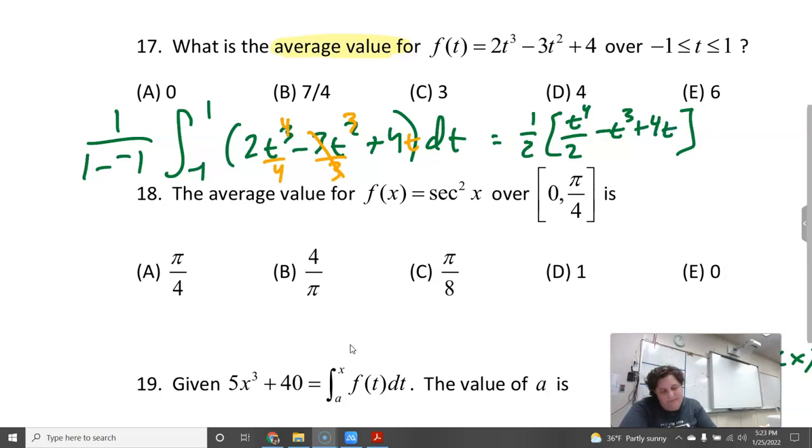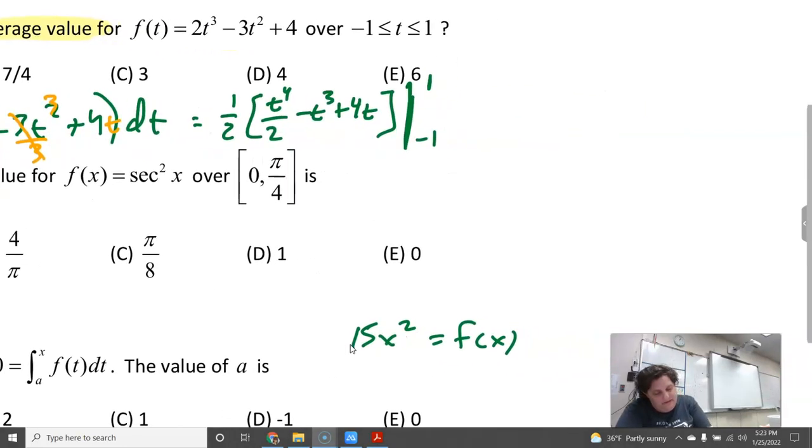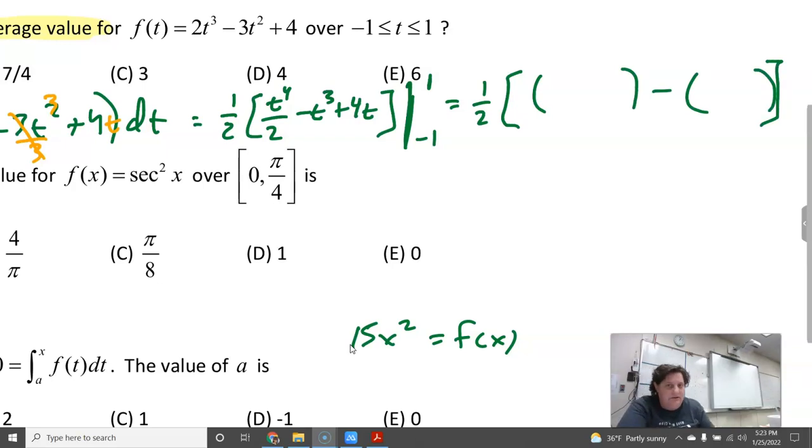All right? And I need to evaluate that from -1 to +1. Okay, so look, again, I'm going to let the 1/2 stay all the way outside. I'm going to deal with that at the very end. And then I'm going to do top minus bottom. So I have a lot of different things to plug in here to try to figure out.